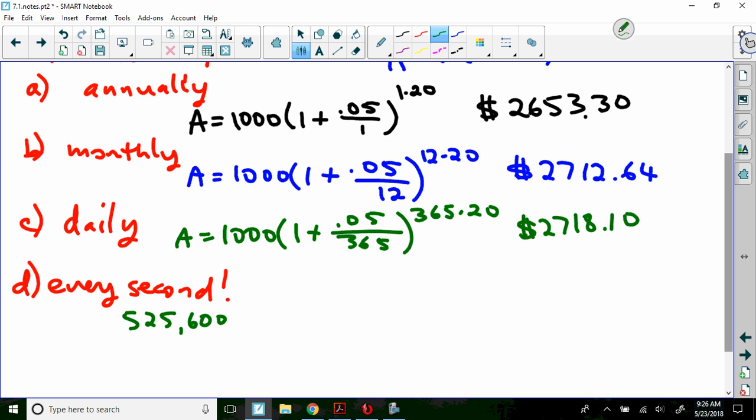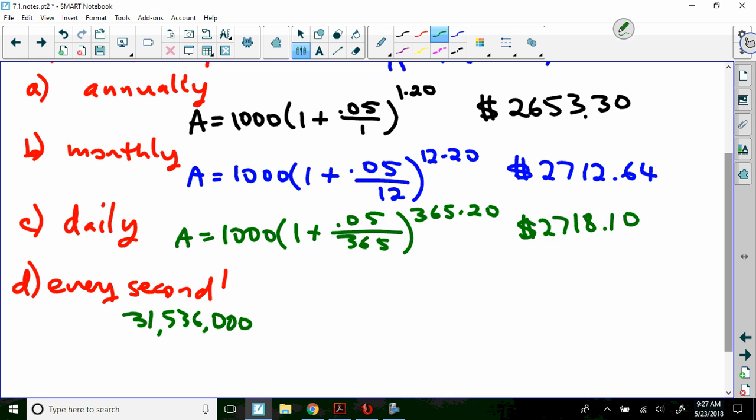365 days, 24 hours in a day, 60 minutes in an hour. Oh no, that's how many minutes. That's every minute. We got to multiply that by 60. Oh man. Dude, this is huge. 31 million 536,000.